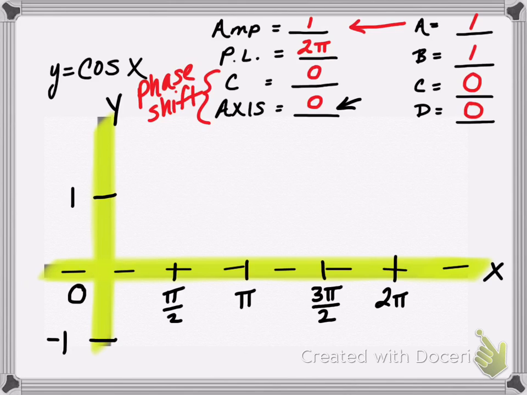And the pattern of critical points for cosine is a maximum at the beginning, an axis point 1/4 of the way, a minimum halfway, an axis point 3/4 of the way, and a maximum at the end. And whenever you connect them, there's your graph of cosine.